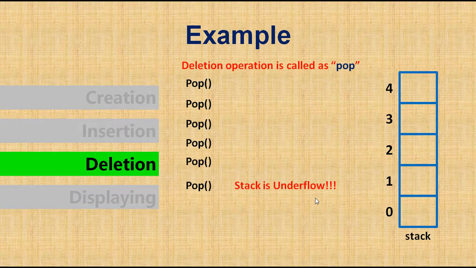Okay, so it's clear. The push operation is used for inserting an element into the stack, and the pop method is used for popping the element from the stack. So in this way you can perform the push and pop operations in a stack.